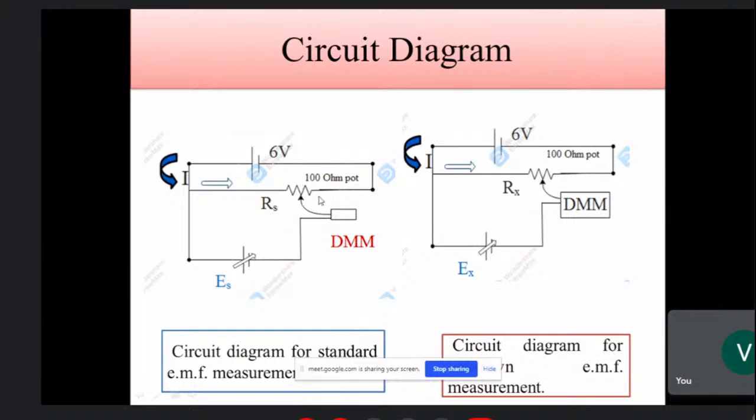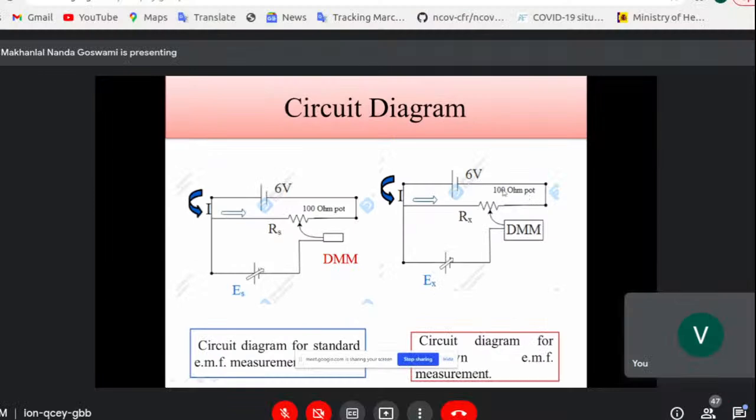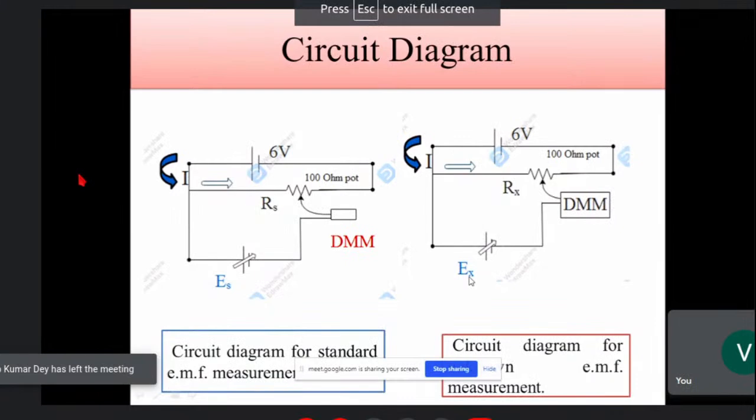If it is RS and it is RX, from that 100 ohm, 10 turn pot we measured this RX and RS, and comparing this RS and RX, we can immediately determine the unknown EMF. This is another experiment.